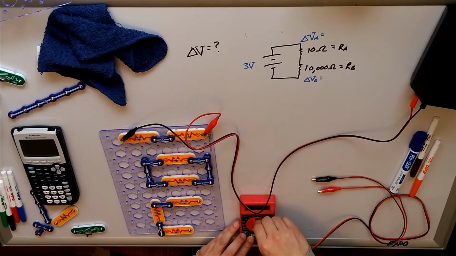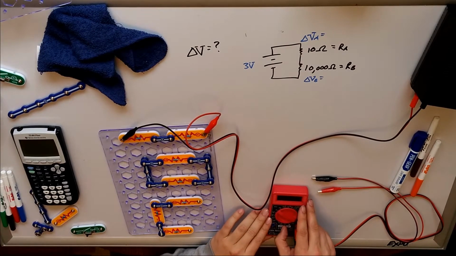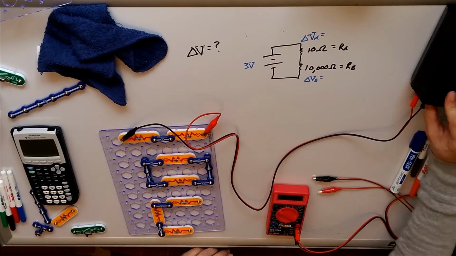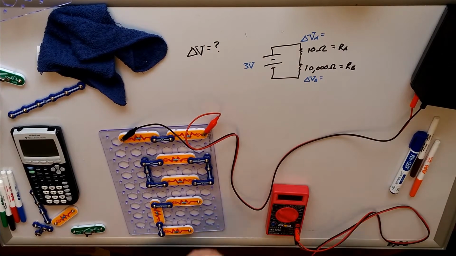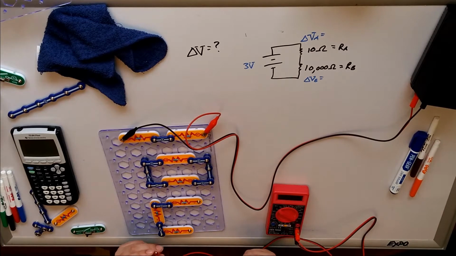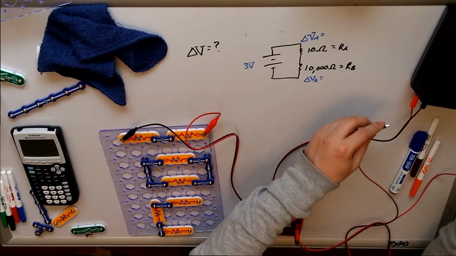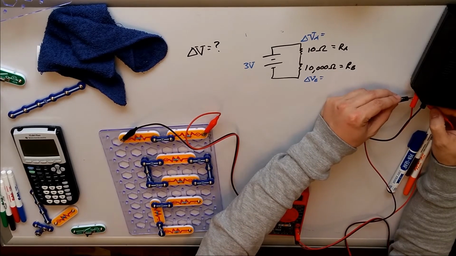I'm going to switch this over to 20 volts. That's the maximum that it'll read right now in this setting. I'm going to turn this on. I'm going to power up my circuit. And now this is set to be something called a voltmeter. And what I'm going to do is measure the potential difference across these things. First and foremost, I'm going to check the potential difference across my battery.